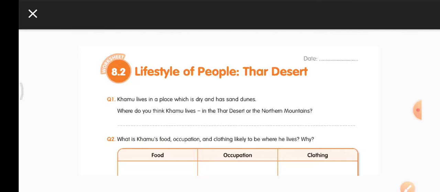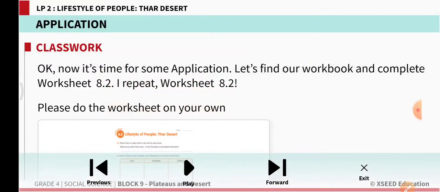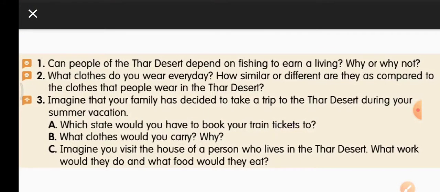So now let's move for the practice questions. Open your content book, read these questions. Can people of Thar Desert depend on fishing to earn a living? Why or why not? Okay, the answer is people of Thar Desert cannot depend on fishing because there are no big water bodies.